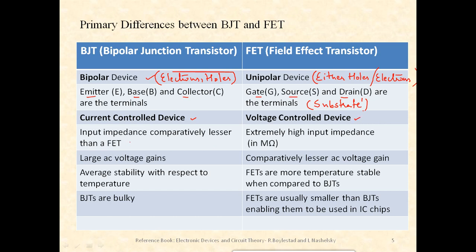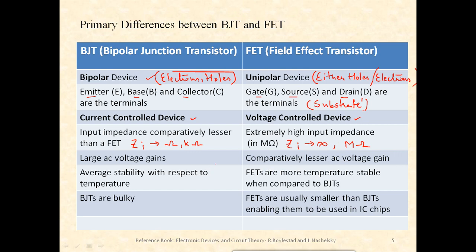Then one more very important point is, in the case of a BJT, the input impedance, which we denote by the symbol Zi, is comparatively lesser than a FET. So the input impedance is either in ohms or in kilo ohms. Whereas in the case of a JFET, it is extremely high. Ideally the input impedance for a FET should be infinite, but practically it is pretty large and the ranges are in mega ohms.